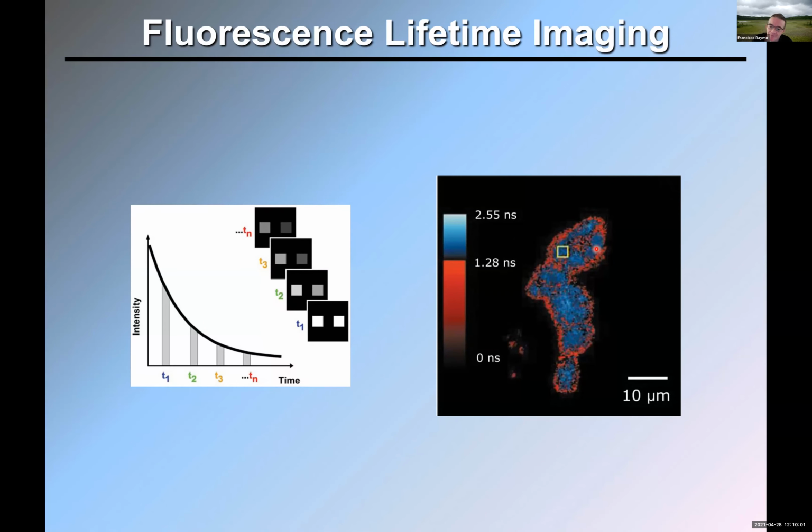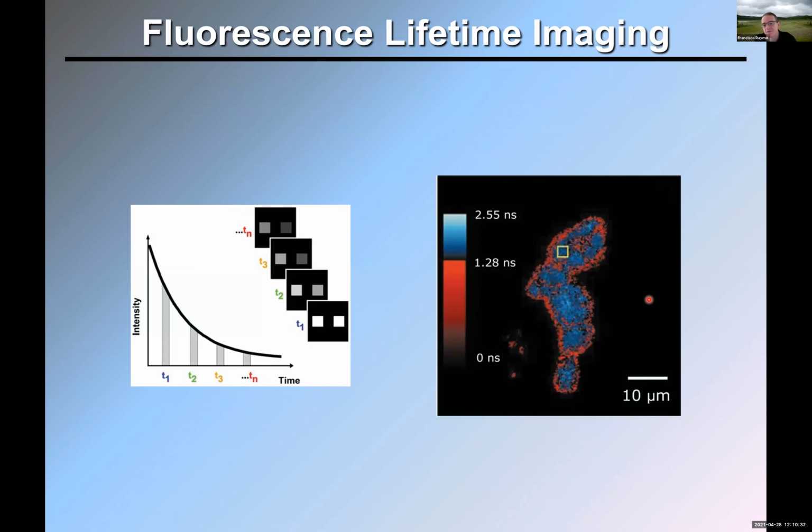So we can map the fluorescence lifetime across the entire cell. In this color-coded scale, you see lifetime values below 1.28 in red, and lifetime values above this number in blue. So the regions in blue have longer lifetimes than the regions in red, okay? And then you can extract information on the basis of this difference.